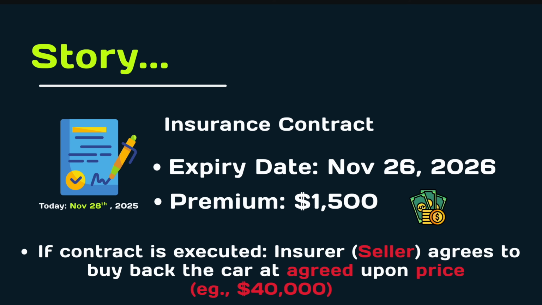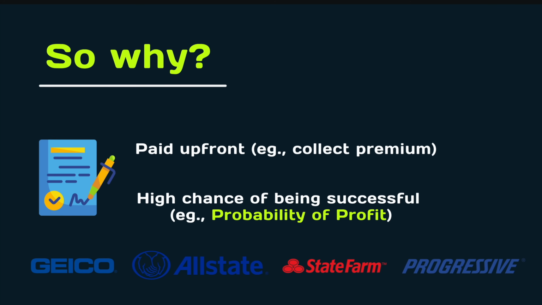predefined price of $40,000. So I know you're sitting there thinking to yourself, why would I enter such a contract with Jane where my upside is limited to the $1,500 and my downside is a whopping payout of $40,000? Well, first of all, you're getting paid the premium up front. Secondly, if you observe the economy, this is happening on an everyday basis where insurance companies like Allstate, Geico, and other insurance companies sell these packages in the hopes that they will expire worthless.